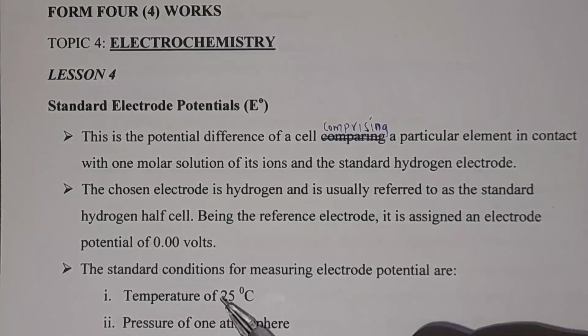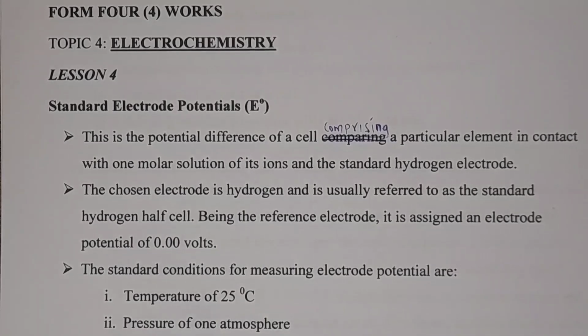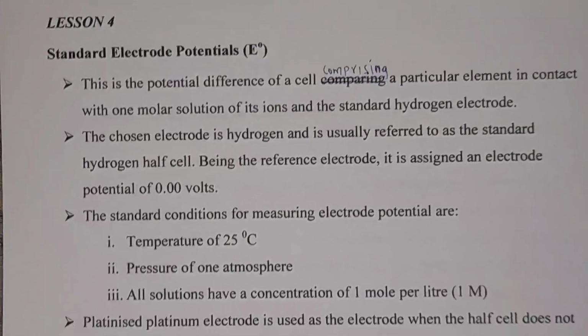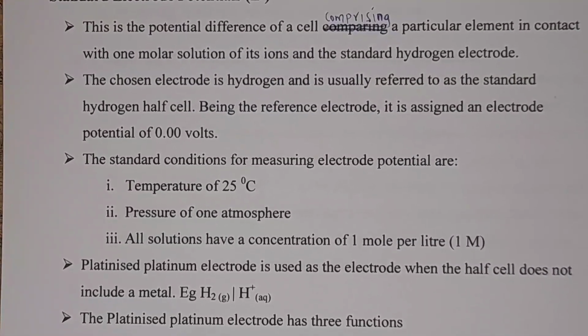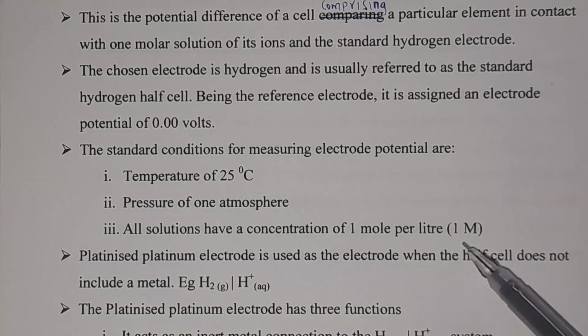Next, the standard conditions for measuring electrode potentials are 3. Number 1, temperature of 25 degrees Celsius. Number 2, pressure of 1 atmosphere. Then number 3, all solutions have a concentration of 1 mole per liter, or a molarity of 1 mole.